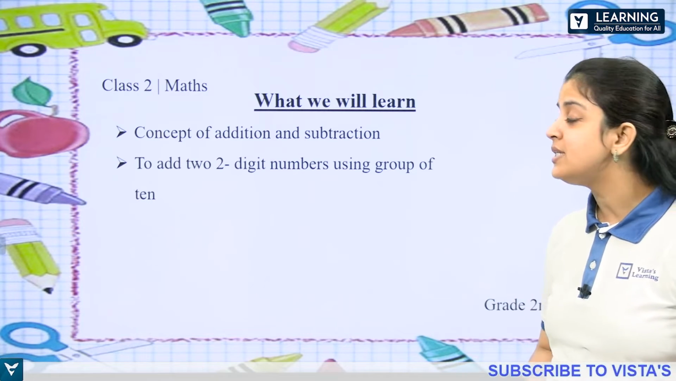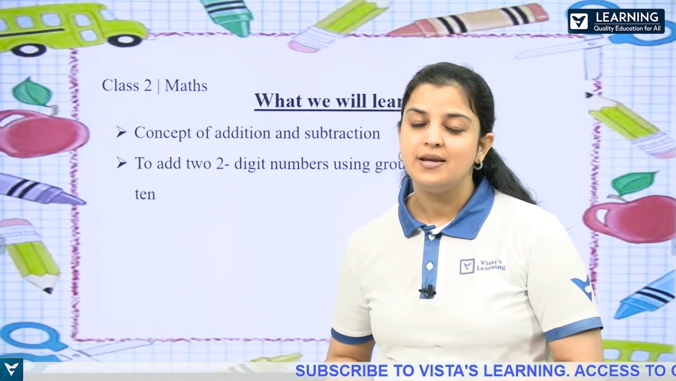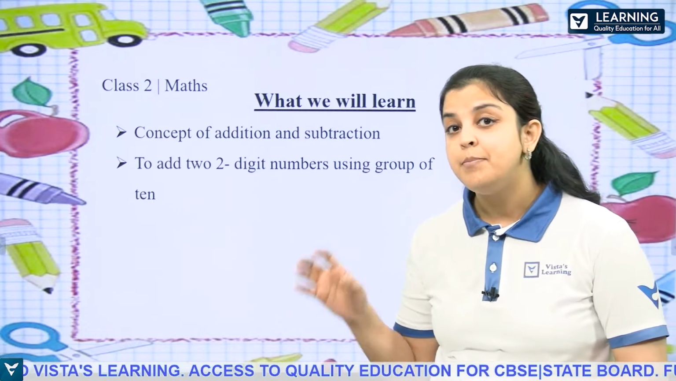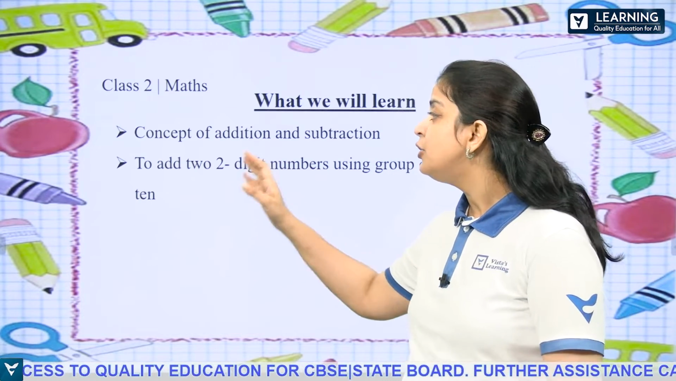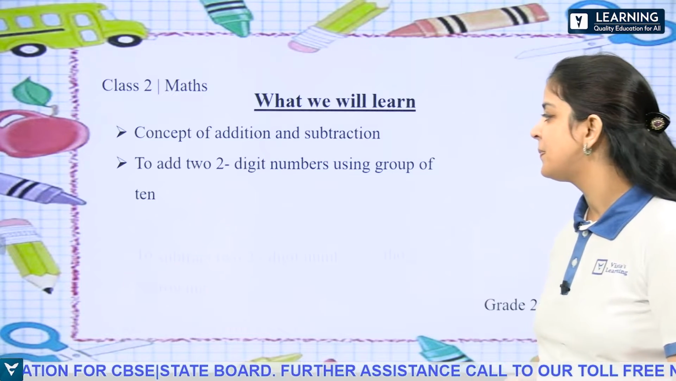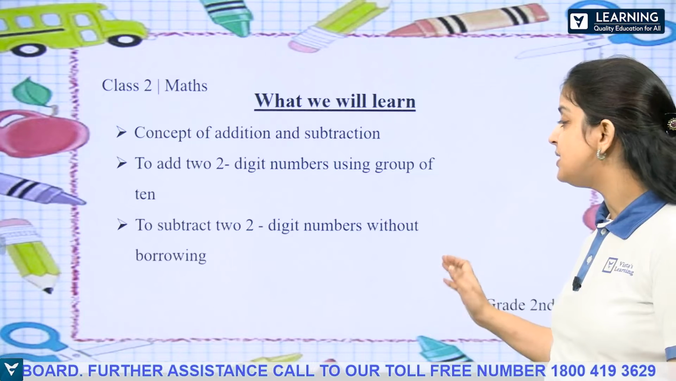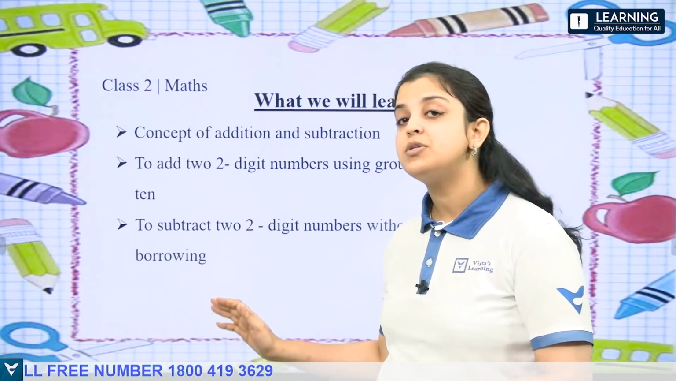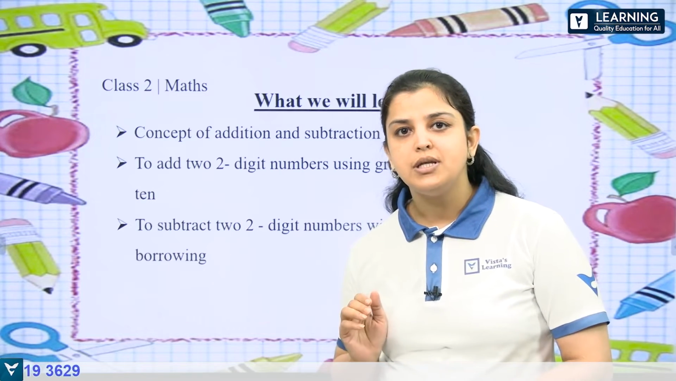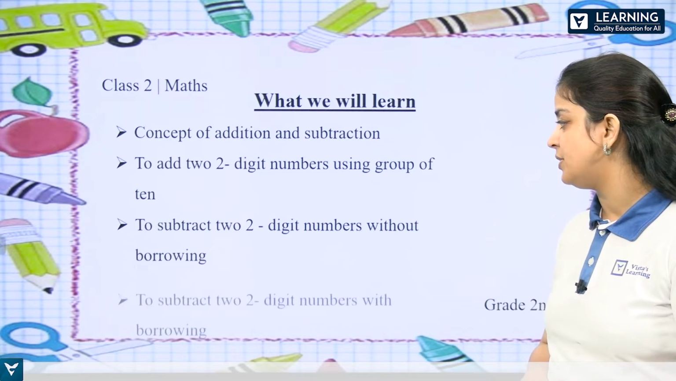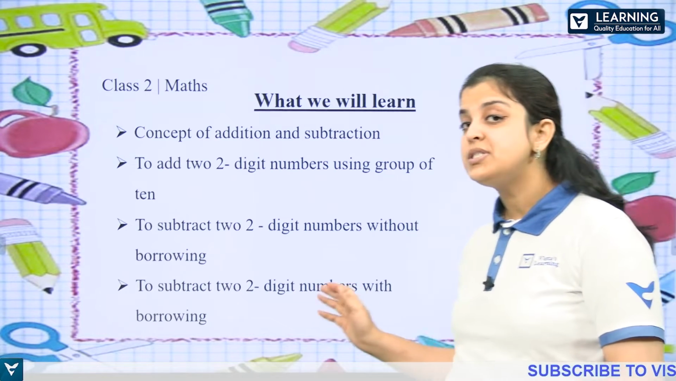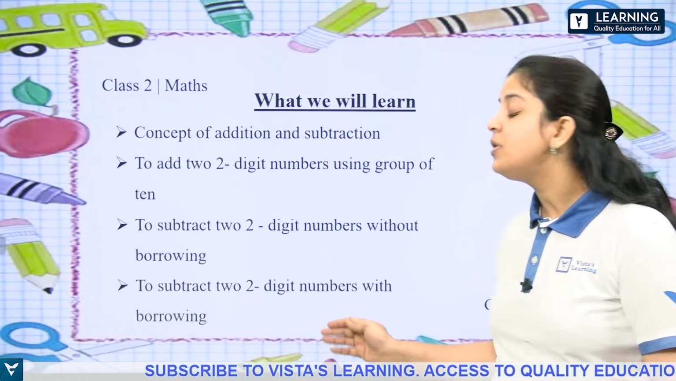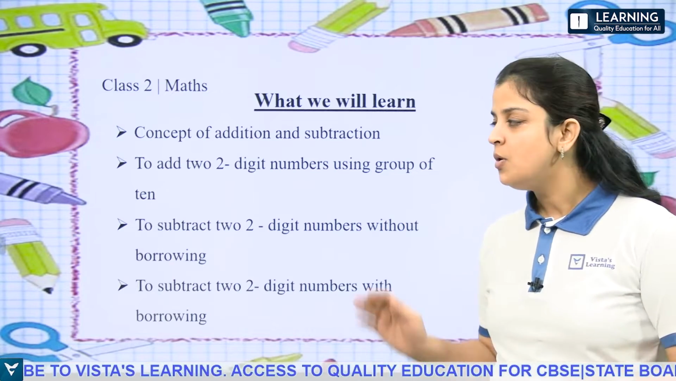To add two-digit numbers using group of 10. How we can add two-digit numbers by making groups of 10. To subtract two-digit numbers without borrowing. Without taking a borrow, how we are going to subtract two-digit numbers, we are going to discuss in this session. To subtract two-digit numbers with borrowing. And when we need to take a borrow, how we are going to subtract two-digit numbers, we are going to discuss here.